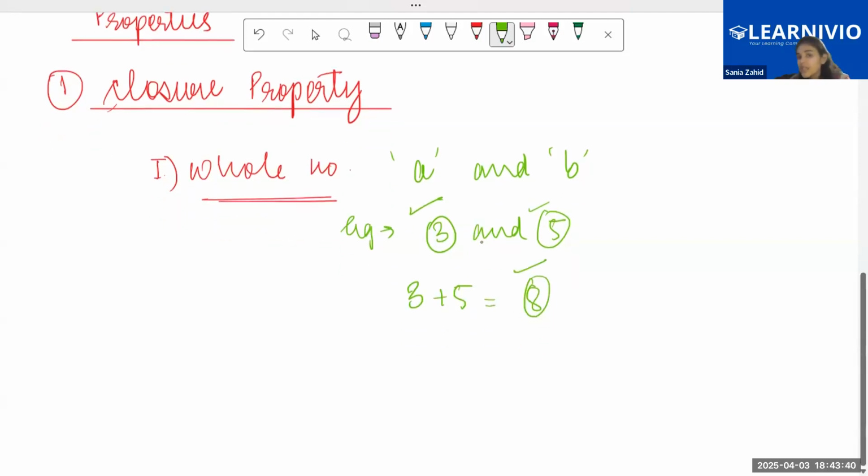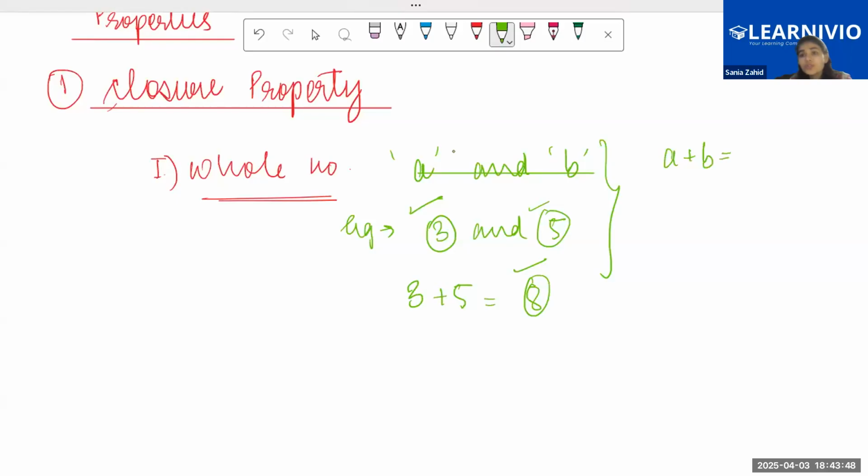So what am I trying to tell you by this property is that whenever you have two whole numbers A and B, and if you add them, it is going to give you a certain answer, and that answer is also going to be a whole number. Is this thing clear to you? Easy? Yes, ma'am. Okay.